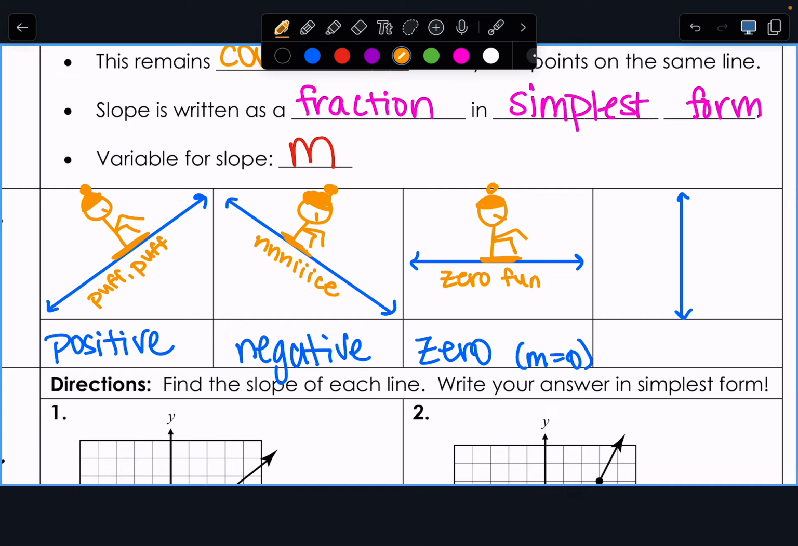Why? Because I'm going to have to really work hard to move. It's going to, yeah. Okay. Now, if Mrs. Homan, oh, I would probably be undefined. I would probably break into a lot of pieces and it would not be good. Okay? Undefined is the slope that's straight up and down. You can't ski on it. You would be undefined. Okay?